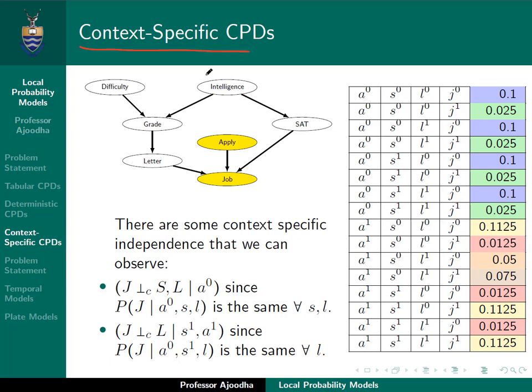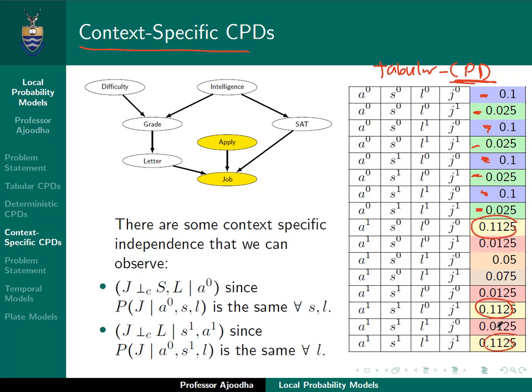This is different from tabular CPDs, and different from deterministic CPDs. It's a different way of looking at this problem. When we look at this tabular CPD on this side, we see that there are some patterns, and I've highlighted them in different colors. Sometimes we have this purple color where the values are all the same, sometimes 0.025 appears all the time, and sometimes on this side we have values that appear the same.